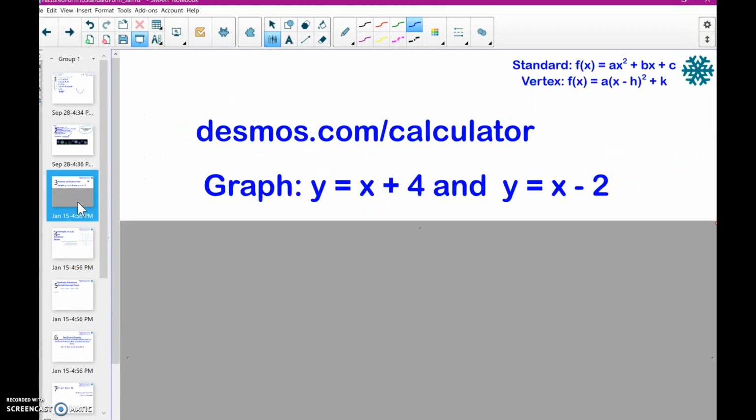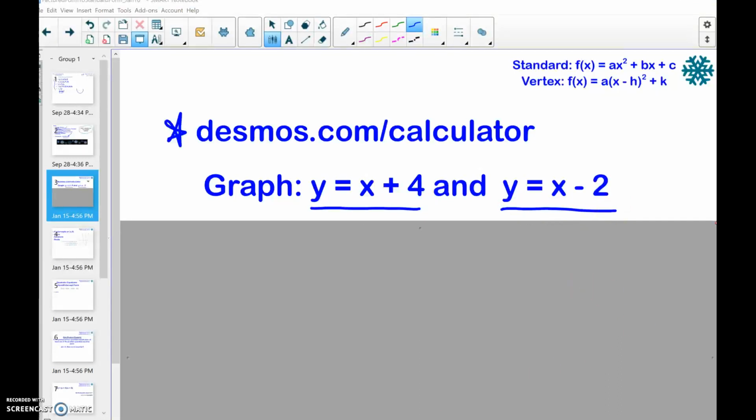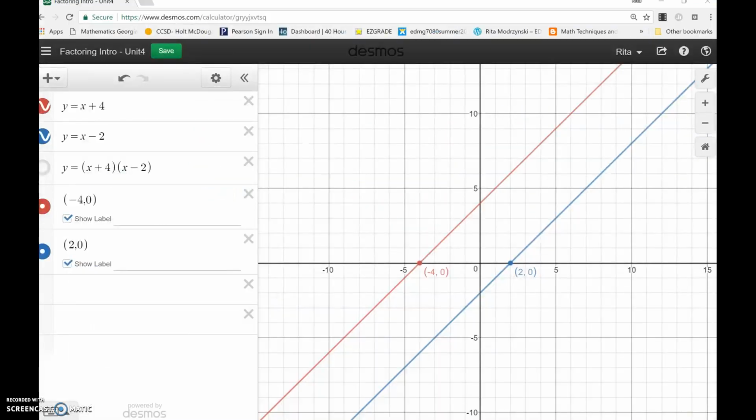What I'd like you to do is go to desmos.com/calculator. That's just the general graphing calculator site. And I want you to graph y equals x plus 4 and y equals x minus 2. And I have that pulled up on my screen right here. I've graphed both these lines, and these are just regular linear lines.